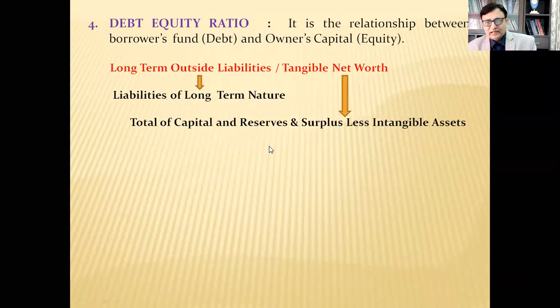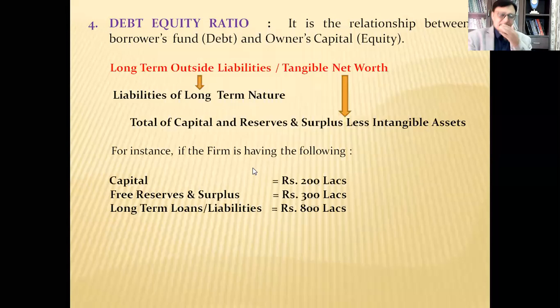debt equity ratio. So liabilities of the long term nature, and the total of capital and reserves and surpluses less intangible assets, is the formula for arriving at the tangible net worth. Therefore this formula is helping us to arrive at the logical conclusion regarding the long term solvency of the concern. Let's take an example.